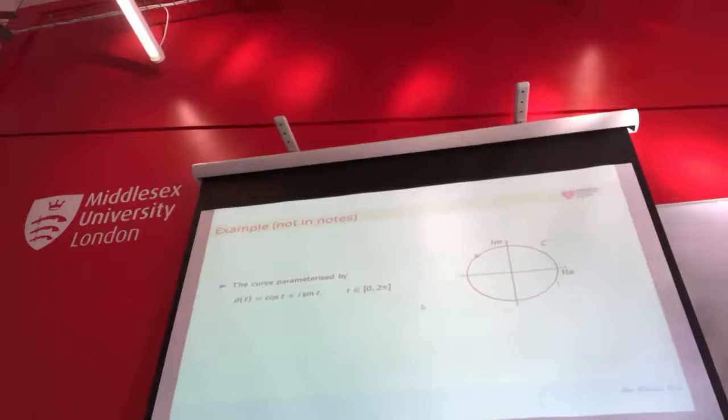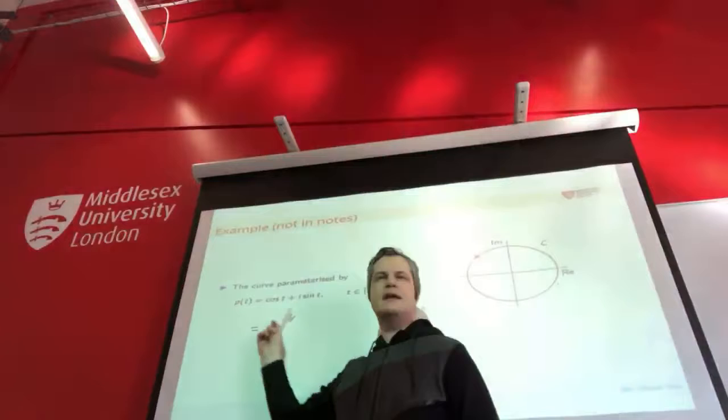This is an interesting one. The curve parameterized by p of t is cos t plus i sine t, the unit circle, oriented anti-clockwise. The reason I've got this here, and this is not in the notes, is because how can you simplify that p of t? How can I simplify cos t plus i sine t? What's Euler's formula? Yes, e to the i theta. It's t here, so it's e to the i t. So this p of t is e to the i t here.